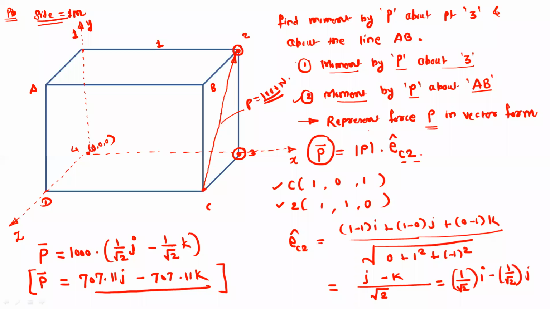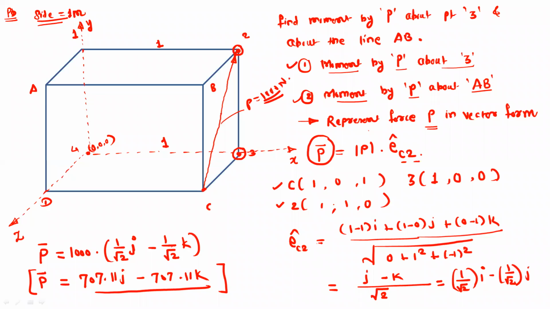Now refer to the first question. Find out the moment by the force P about the point 3. So for the point 3, it lies in the XY plane, so its z coordinate will be 0. It lies on the x-axis, so its y coordinate will be 0, and it is along the x-axis at a distance of 1 meter because it is at the corner of that cube, so the side is 1 meter. So 1, 0, 0, these are the coordinates of the point 3.